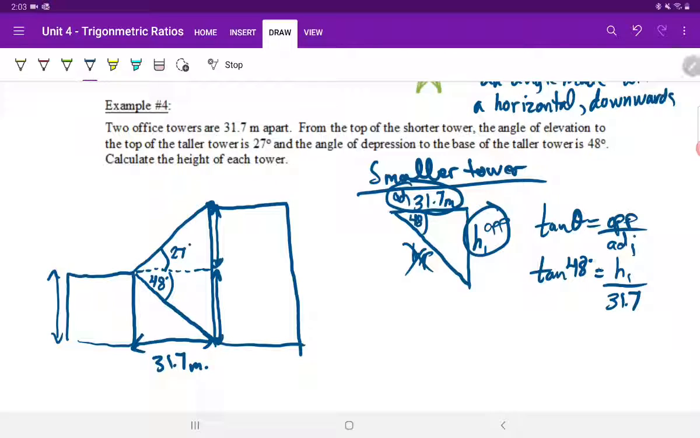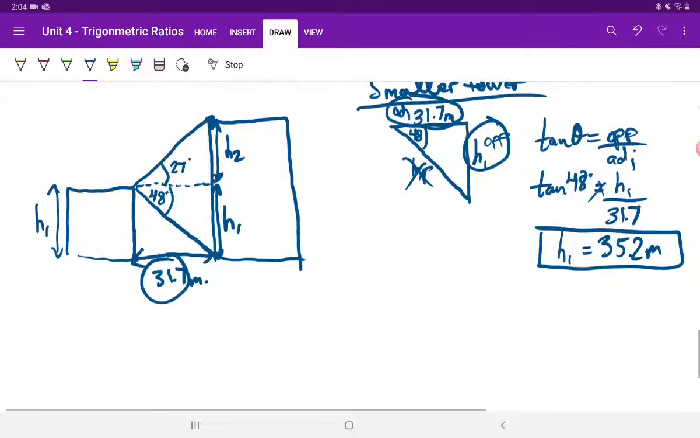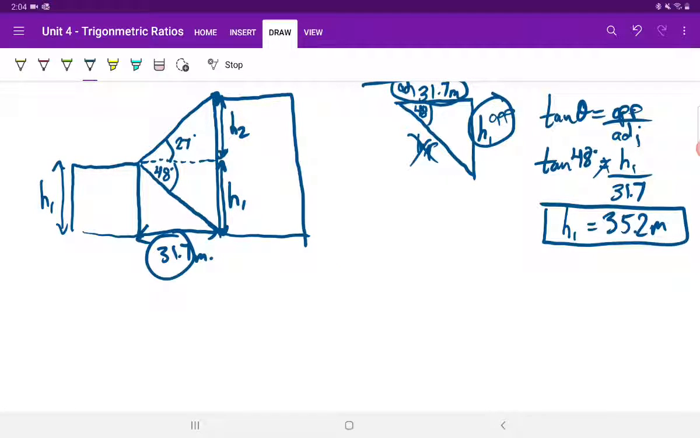Okay, cross multiply. I'm going to save a step here, and I'm just going to write the answer. h1 is going to equal tan 48 times 31.7. And that's going to be to 1 decimal place, because in the question they gave me 1 decimal place. I have 35.2 meters. So there's my h1. Okay. Let's find my h2. Okay, won't take too long. And then we'll add up h1 and h2 to get the height of the smaller tower.